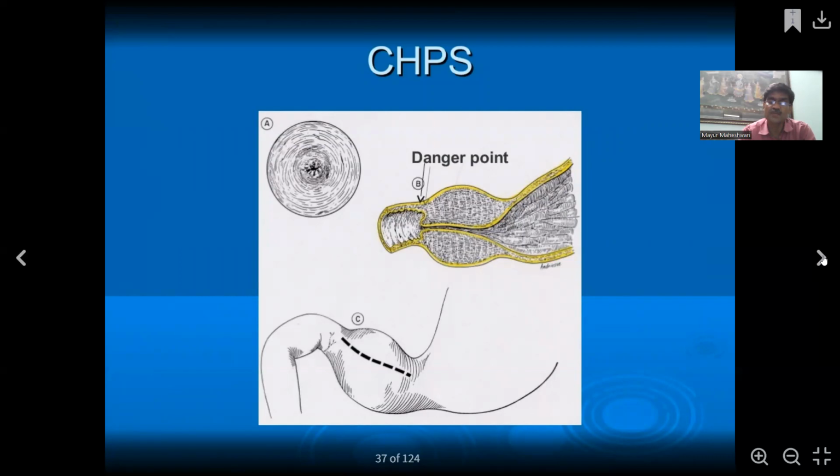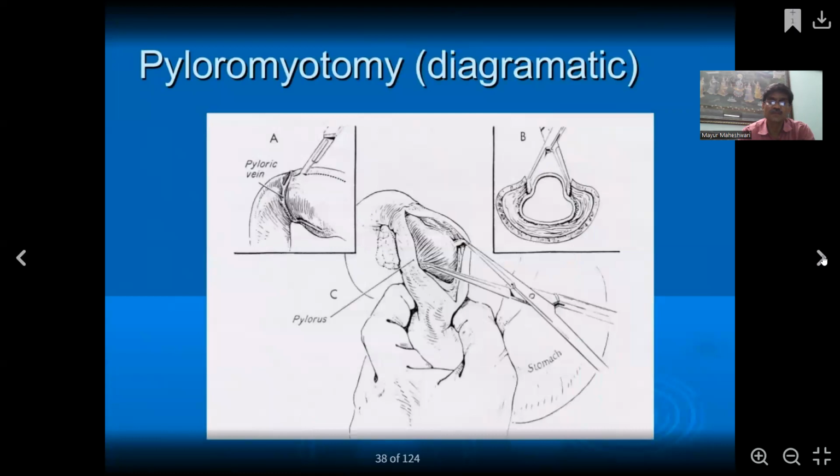The commonest site of breaching the mucosa is towards the duodenal side. Usually, there is no danger on the stomach side, but on the duodenal side, you can breach the mucosa. This is the schematic representation of the pylorus. You can see after giving the incision, the bulge of the mucosa.